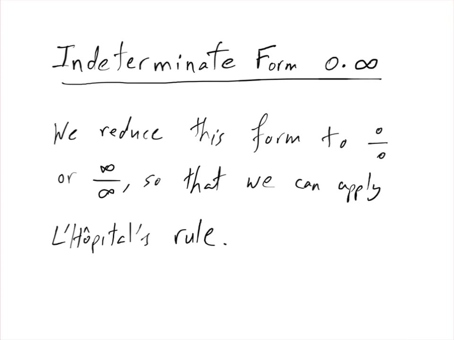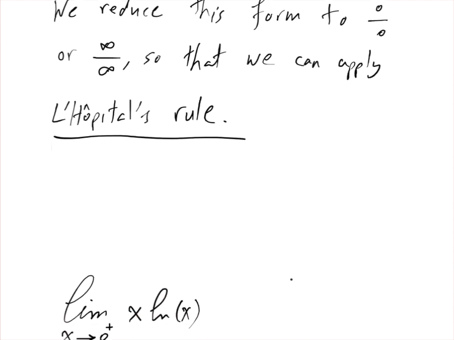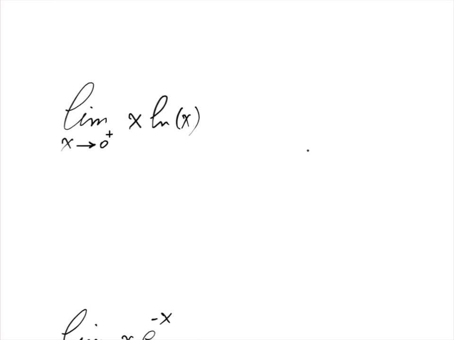Here we look at the 0 times infinity indeterminate form. If we reduce it to 0 over 0 or infinity over infinity, then we can apply L'Hopital's rule. And that's what we're going to do. Let's look at these two examples.